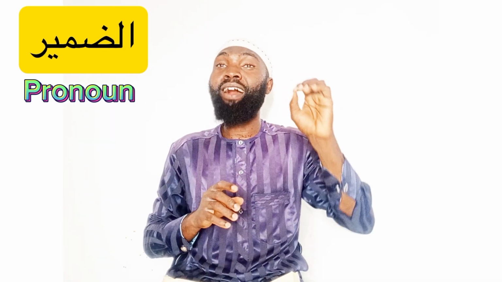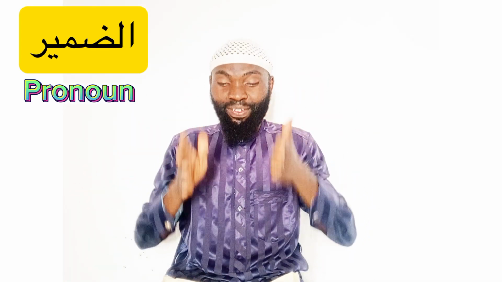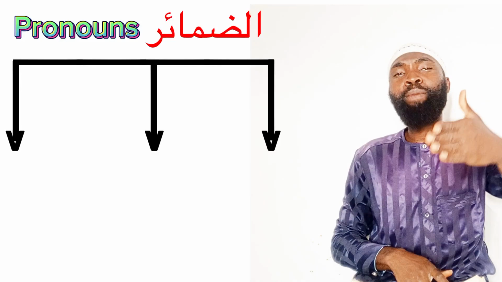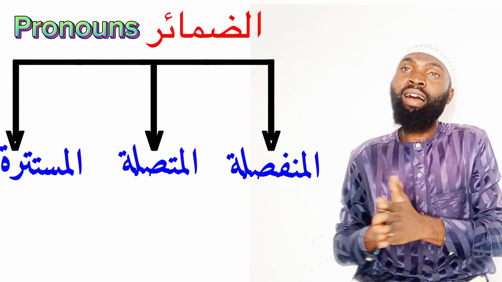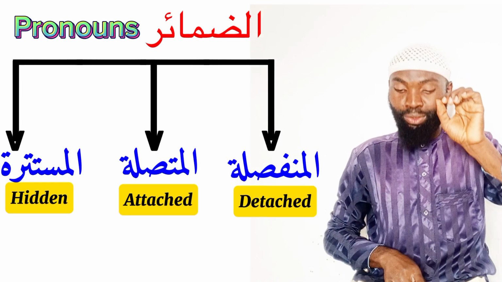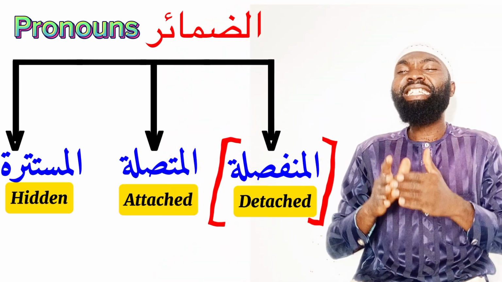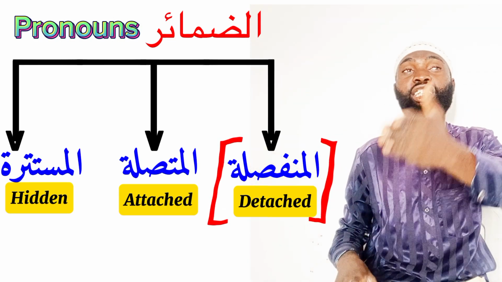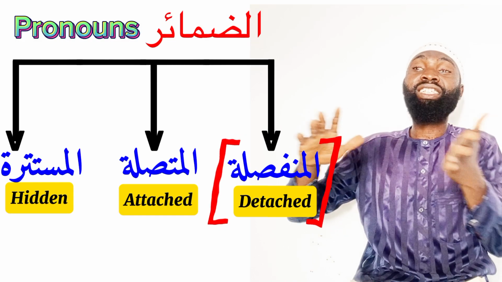In the last lesson, the previous one, link placed above, we introduced you to the topic ad-damir, which is the Arabic pronoun. In this lesson today, we want to discuss in detail one of the categories of the Arabic pronouns. The Arabic pronouns have different categories. The category we want to discuss today is ad-damirul munfasil, which is the detached pronoun. Wow! This means that we have the attached pronoun and also the detached pronoun.